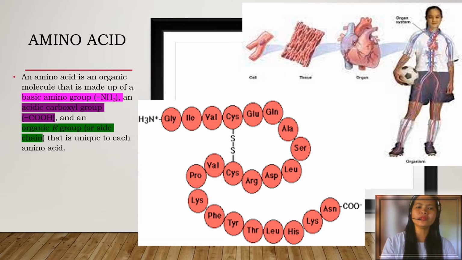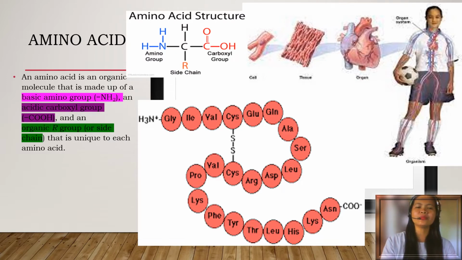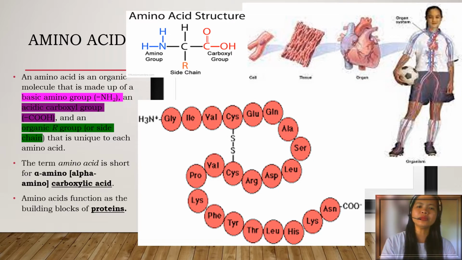Amino acids function as the building blocks of protein and are made up of a basic amino group, an acidic carboxyl group, and an organic R group that is unique to each amino acid. The term amino acid is short for alpha amino carboxylic acid.